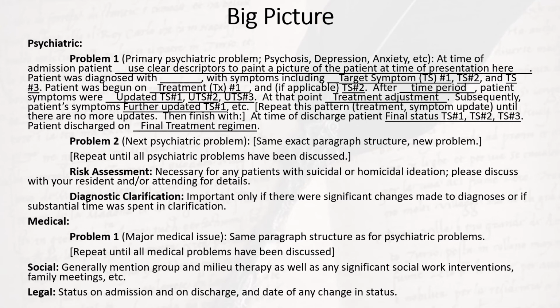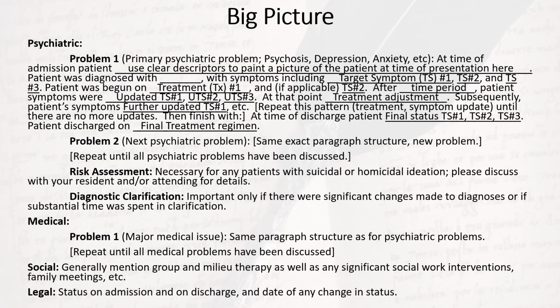Now, nesting that in the big picture, this is what the hospital course might look like. So I would say psychiatric. I'm going to list problem 1. That might be depression, like it was for Mr. Smith in our example. I'm going to walk through the descriptors, just like we described in the previous 2 slides ago. And then I'm going to do the same thing for problem 2, with the same exact paragraph structure, but addressing a new problem, and problem 3 and problem 4, until I've run out of psychiatric problems.